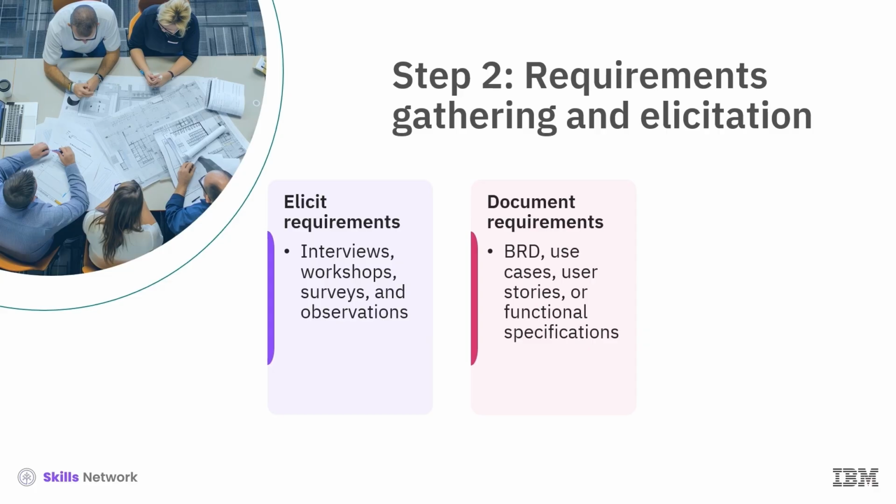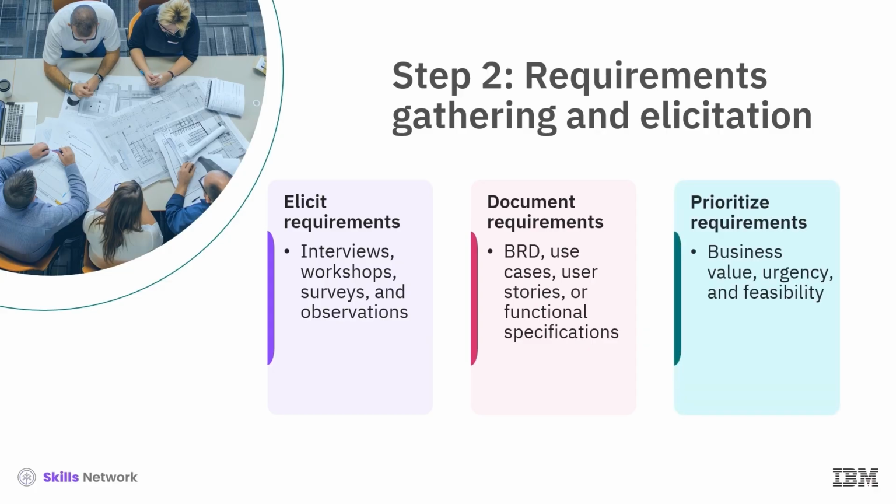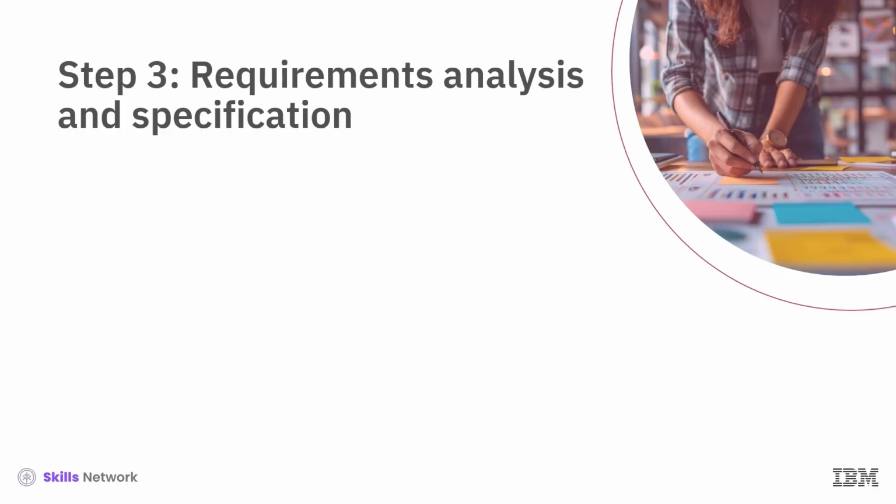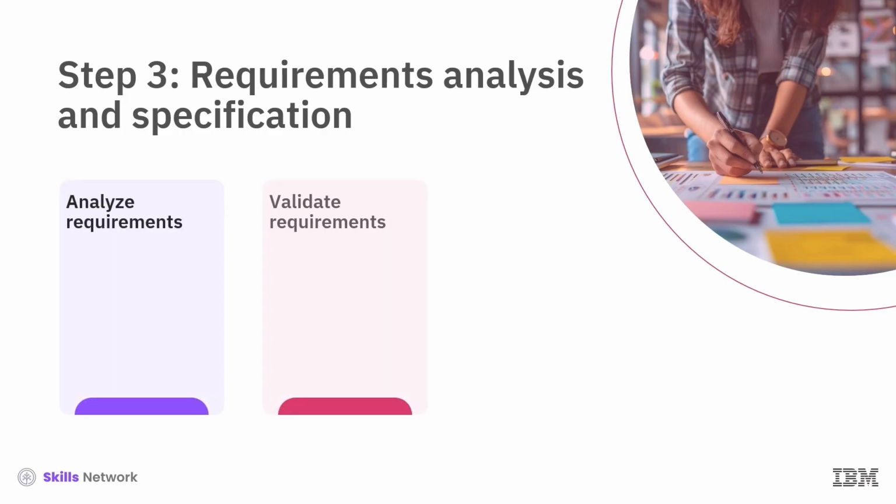Not all requirements are equally important, so the business analysts prioritize them based on factors like business value, urgency, feasibility, and resource availability. The requirements analysis and specification step includes 3 main tasks: analyze requirements, validate requirements, and model requirements.